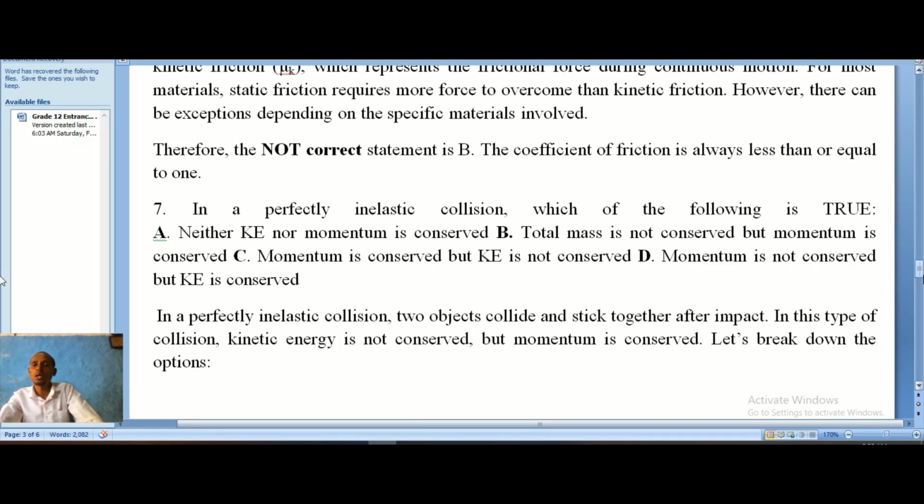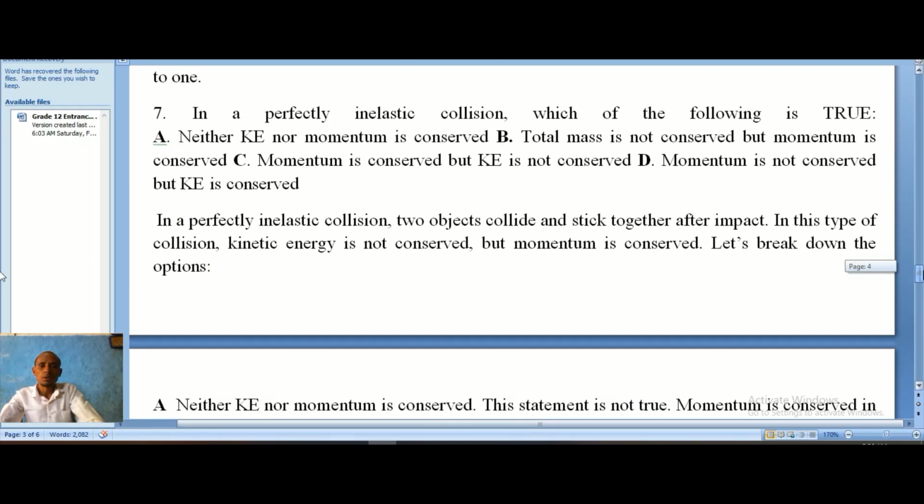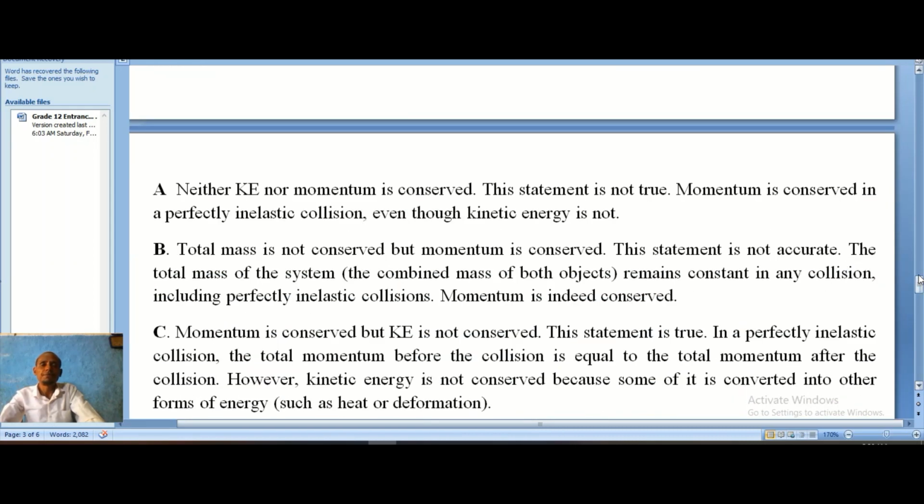In a perfectly inelastic collision, two objects collide and stick together after the impact. In these types of collision, kinetic energy is not conserved, but momentum is conserved. Let us break down these options. Choice A says that neither kinetic energy nor momentum is conserved. This statement is not true. Momentum is conserved in a perfectly inelastic collision, even though kinetic energy is not conserved.